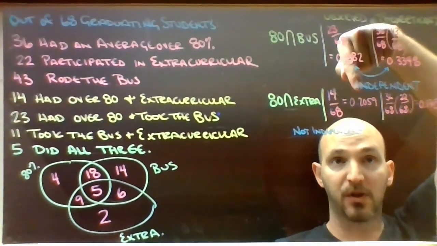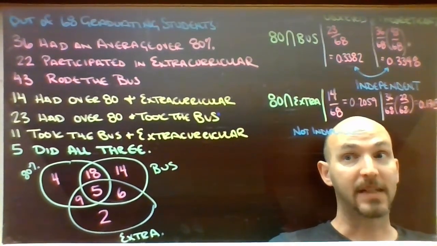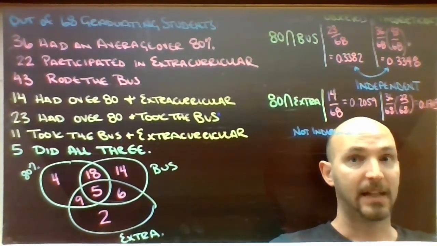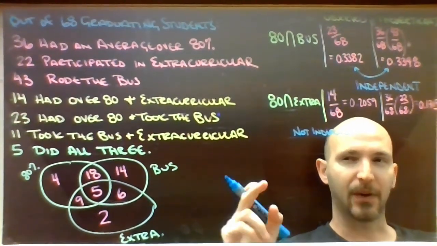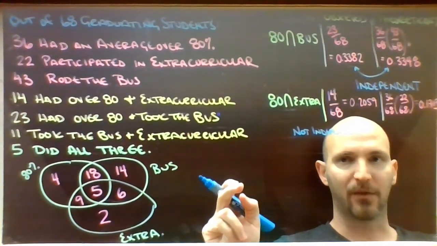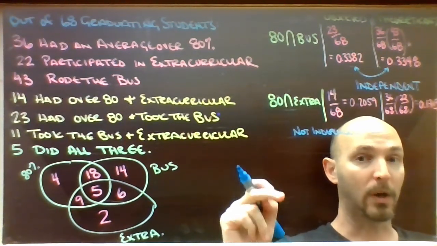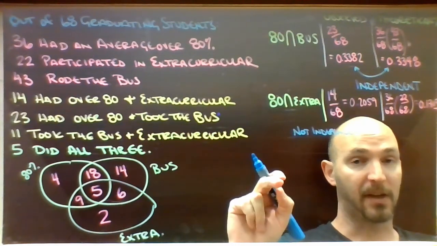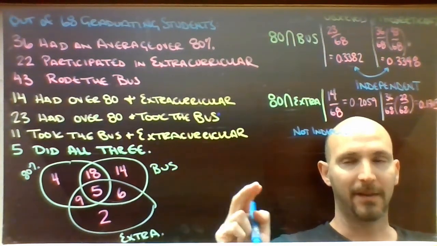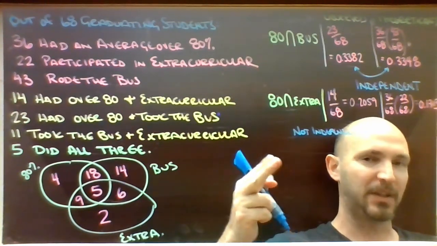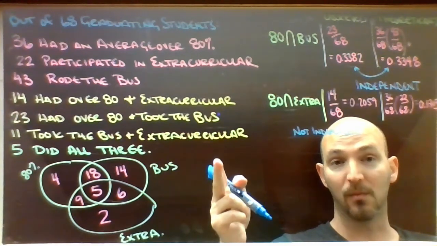In fact, because the observed probability is higher than the theoretical probability, there is evidence here to suggest that these two things encourage each other. Either getting an 80% average encourages you to participate in extracurricular activities, or participating in extracurricular activities encourages you to get an 80% or more, or that the people who are inclined to being in extracurriculars are also people who are inclined to getting an 80 or more.